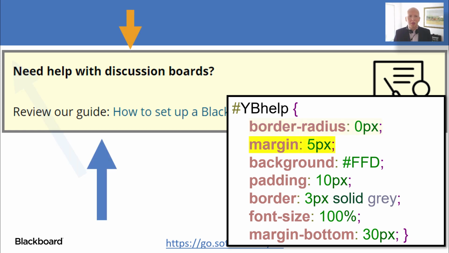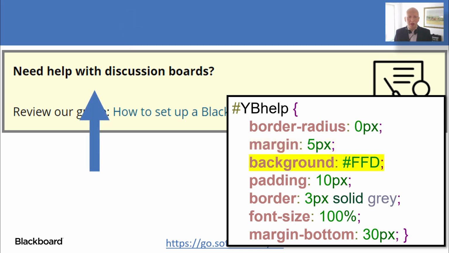Next we have a little bit of margin. So that is saying that around the box there will be a bit of extra space, just 5 pixels of space, and that's outside of the box. Then we've got the background, and this is the HTML colour for that kind of custard yellow.